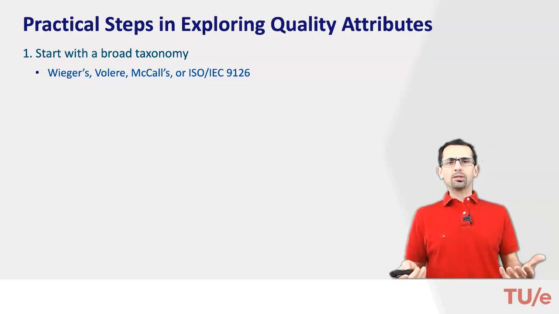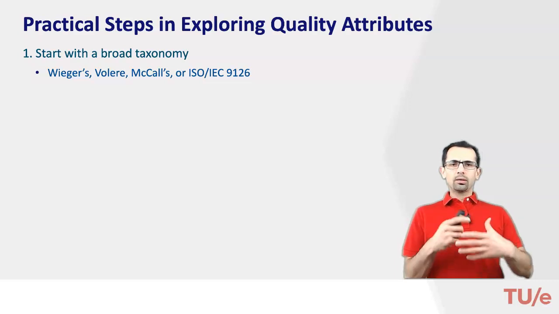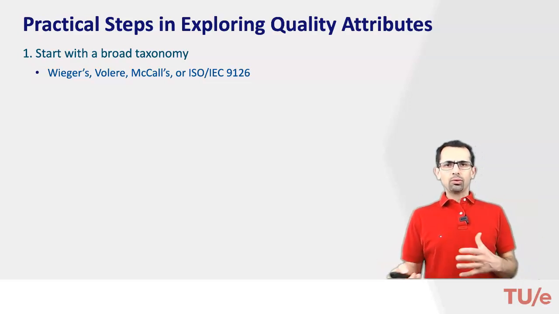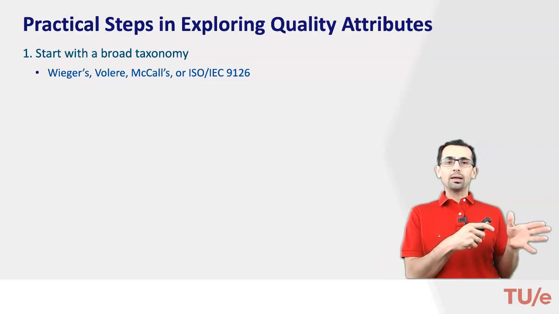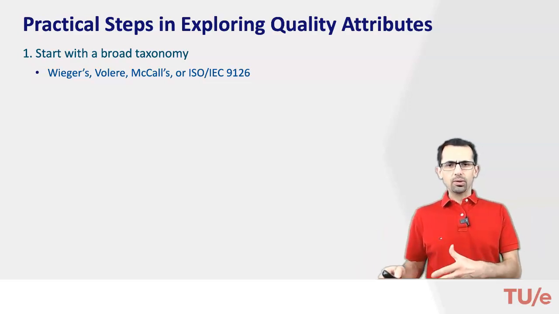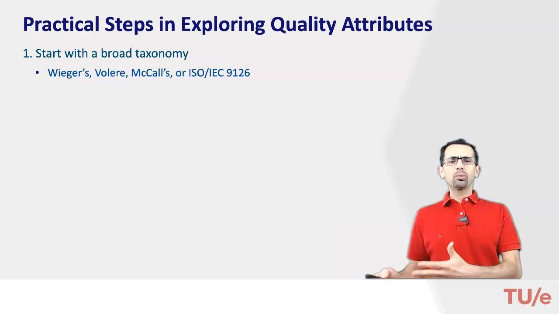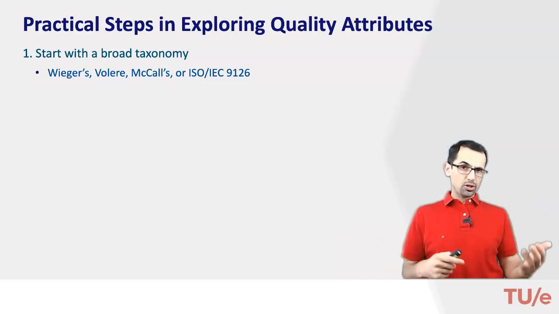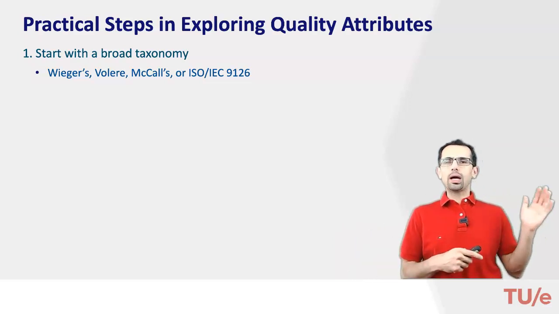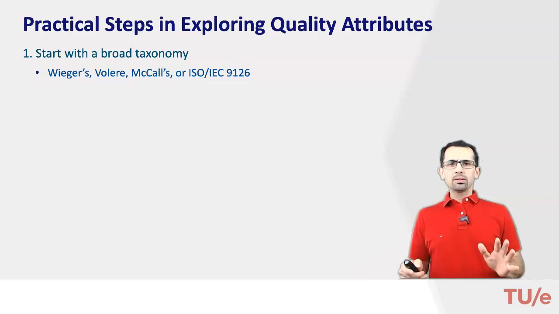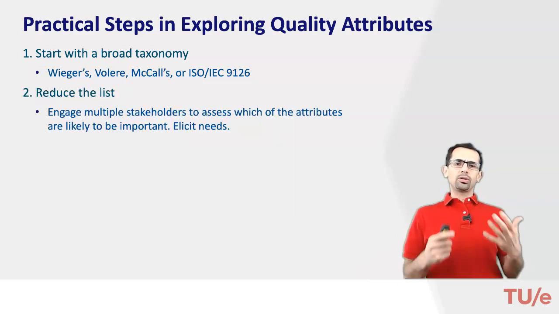It would really help us to understand what quality attributes are relevant and what quality attributes are particularly important for your own system. Okay, so you can just start with the one that we have seen in previous videos, like the one from Uyghurs, or you can also check the Volaria or McCall's or ISO standard and so on. That's the first step. The second step is to reduce the list.